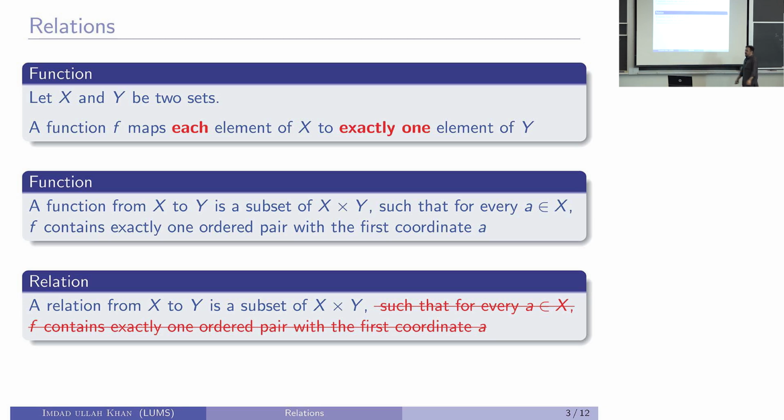So a relation is basically just taking off that restriction. A relation is just a subset of x cross y. It's called a relation from x to y. This was a mapping from x to y, a function from x to y. A relation from x to y is just any subset of x cross y. What is x cross y? The Cartesian product. What is it? Somebody? The set of ordered pairs.